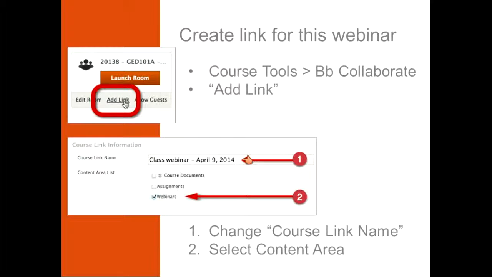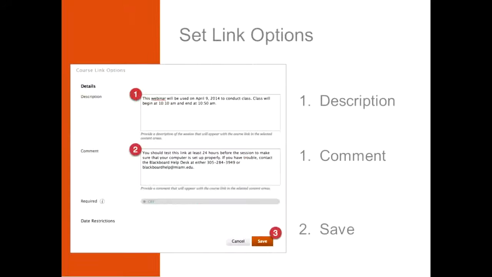And decide, I just made that webinars area, so I'm going to put it there. And there's no requirement for that. If you've got your course organized by weeks or by units or activities or something, and there's a webinar that goes into there, put it wherever you want it. But this is where you select which area. I've only got 3 content areas: course document, assignments, and webinar. So I change the name and I select the content area.